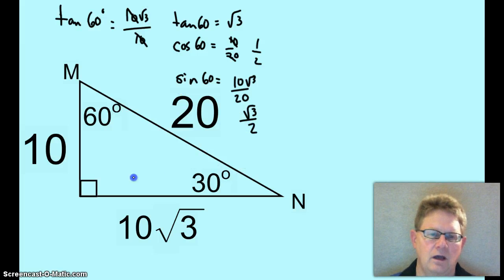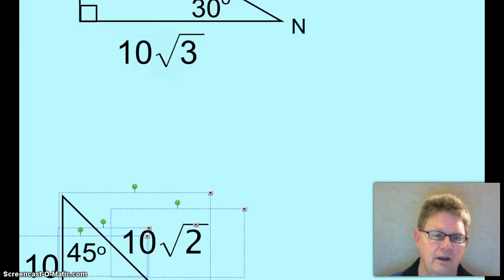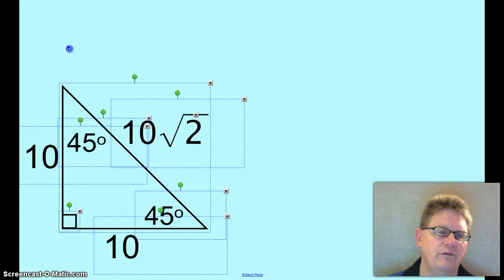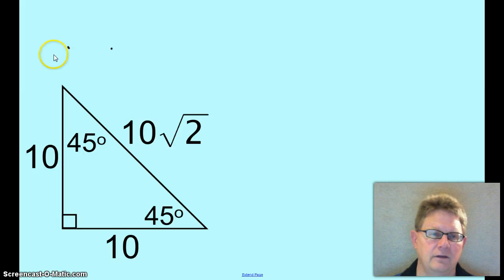Alright, you guys will talk a whole lot more about these angles, and also 30-degree angles, and 45, 45, 90. Sorry, 45, 45. Alright, come on. I want to deselect that. There we go.